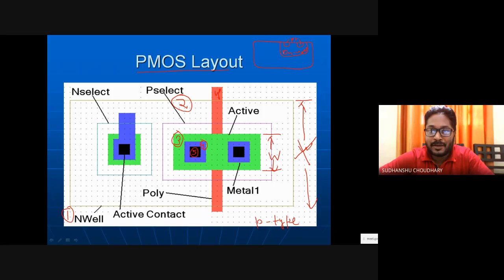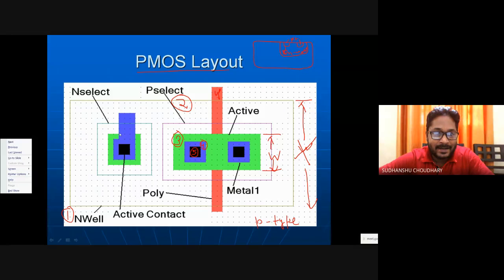Let us say this is the body contact, and connect this body contact to the most positive supply. So if the most positive supply is present at the source, you connect this to the source and body. Similarly, the body contact is created, and then this body contact is extended here and connected to VDD.